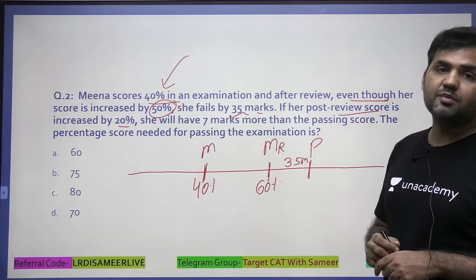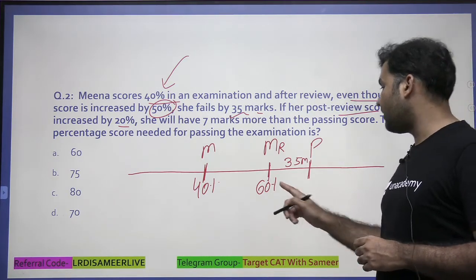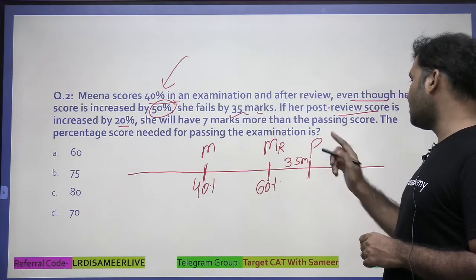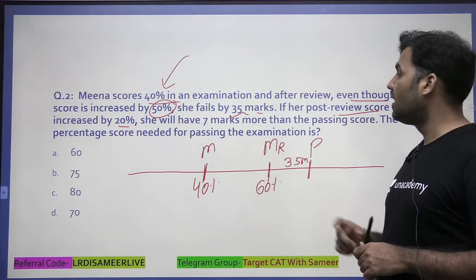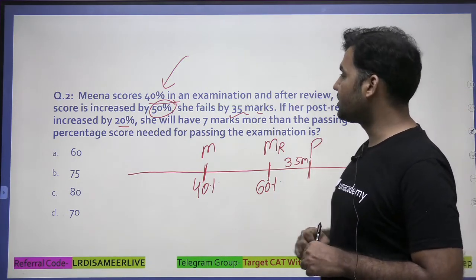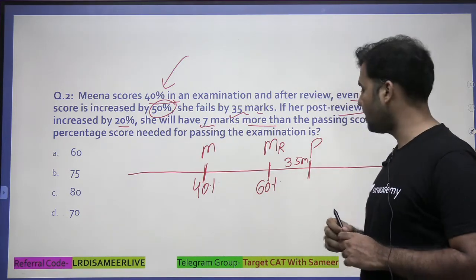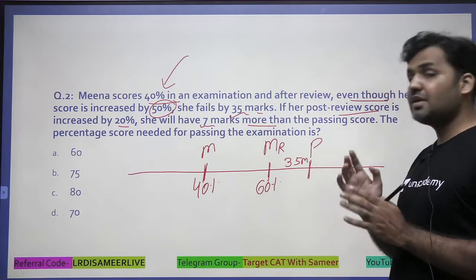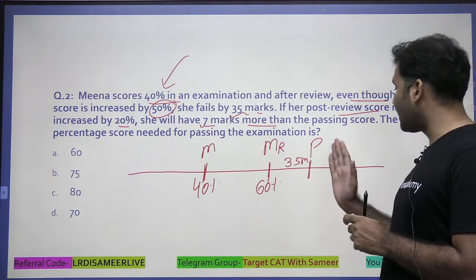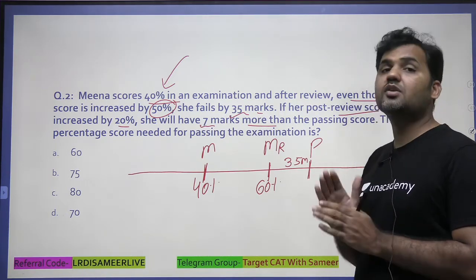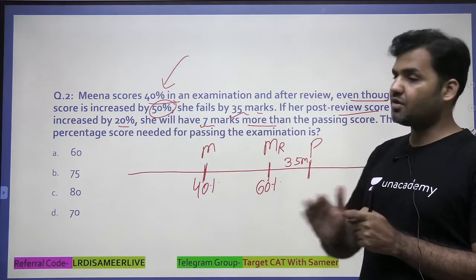Now 20% of 60% is 12%. If I improve these marks by 12%, the new marks of Meena would be 72. And after getting 72% of the total marks, she is having 7 more marks than the passing score. 7 more than the passing means the 72% point will definitely be on the right hand side of passing, because Meena now has 7 more marks than the passing marks.